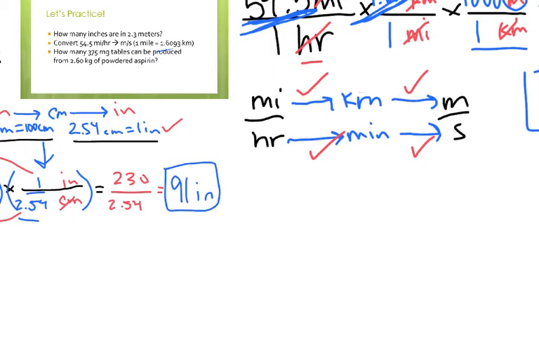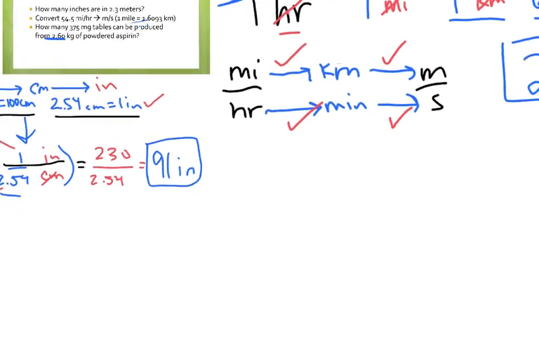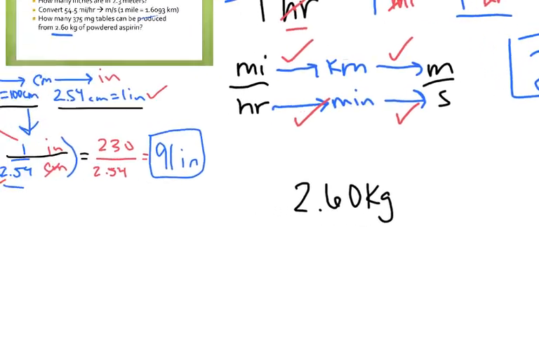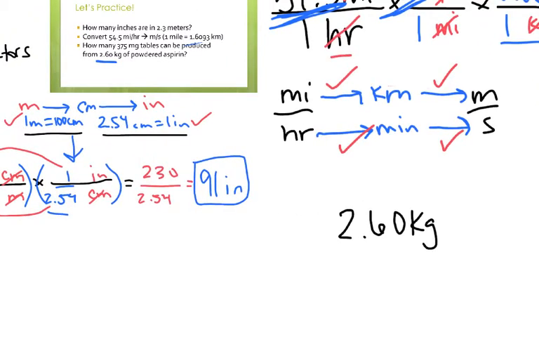So 375 milligrams is the mass we know is in one tablet, but does that really tell us how many tablets we have? It doesn't. The only thing we know for sure that we have is we're given 2.60 kilograms of powdered aspirin. So that's going to be the number that we start off with. And so down here, I will write that out. 2.60 kilograms of aspirin.